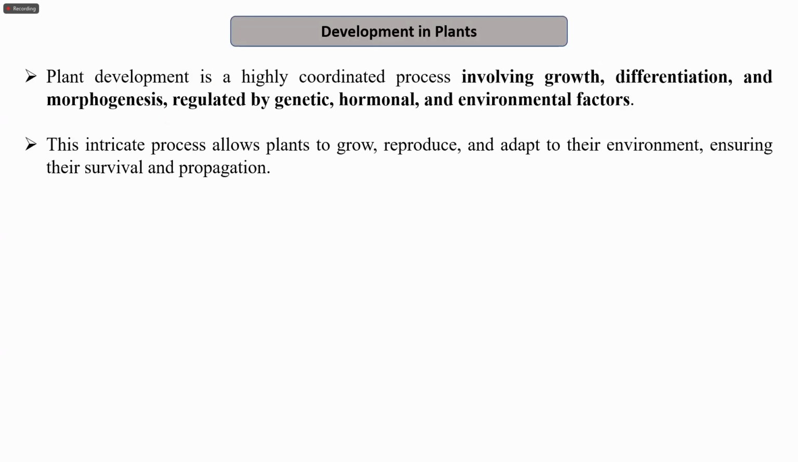Now we will study development in plants. Plant development, as I mentioned, is a highly coordinated process involving growth, differentiation, and morphogenesis, that is, changes in the structure, regulated by genetic, hormonal, and environmental factors. So plant development is regulated at the genetic level, the hormonal level, and by environmental factors as well. Hormonal, we will see plant growth regulators, PGRs, later. This intricate process allows plants to grow, reproduce, and adapt to their environment, ensuring their survival and propagation.